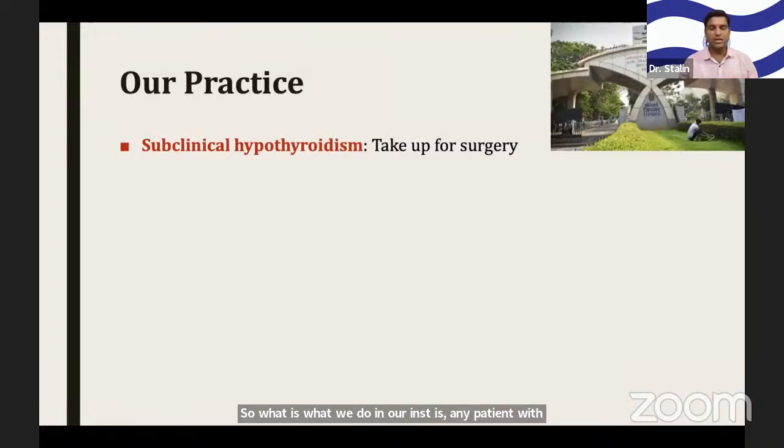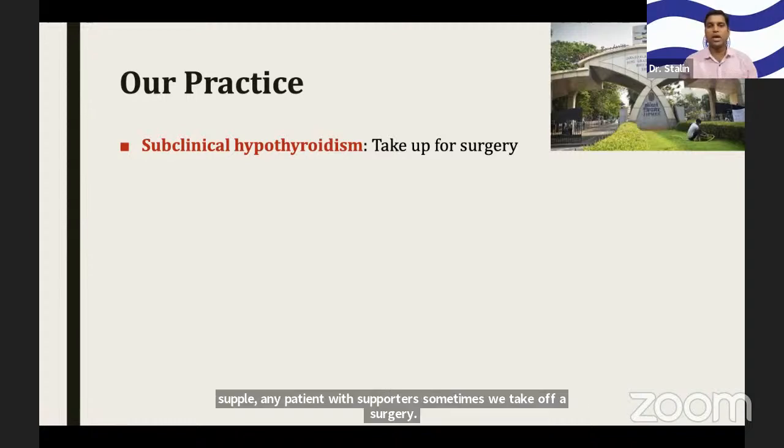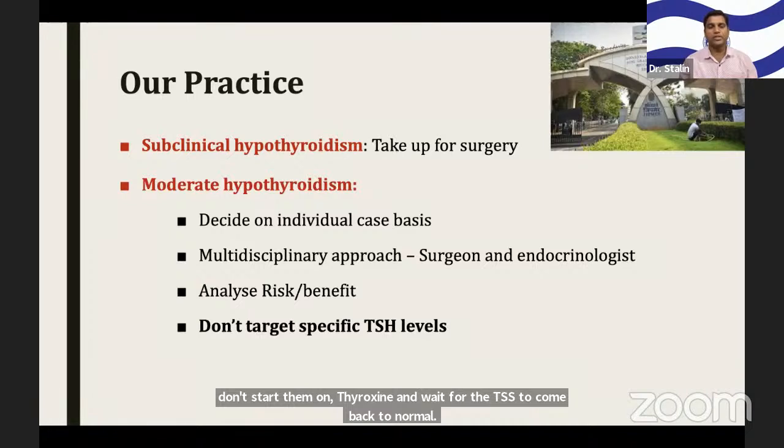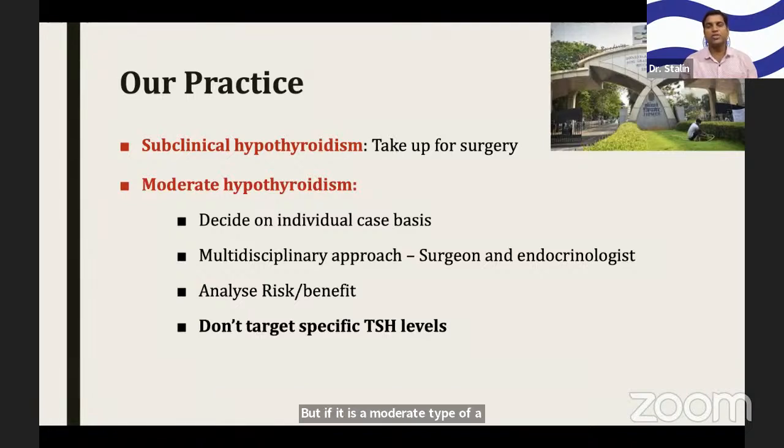So what we do in our institute is, if any patient with subclinical hypothyroidism comes, we take them up for surgery. We don't start them on thyroxine and wait for the TSH to come back to normal. But if it is a moderate hypothyroidism, then we decide on an individual case-by-case basis. We involve the surgeons as well as the endocrinologists. We talk to the surgeons about how long they can wait, and we discuss with the endocrinologists what will be the best TSH value. Based on that, we take a call on when to go ahead with the surgery and anesthesia.